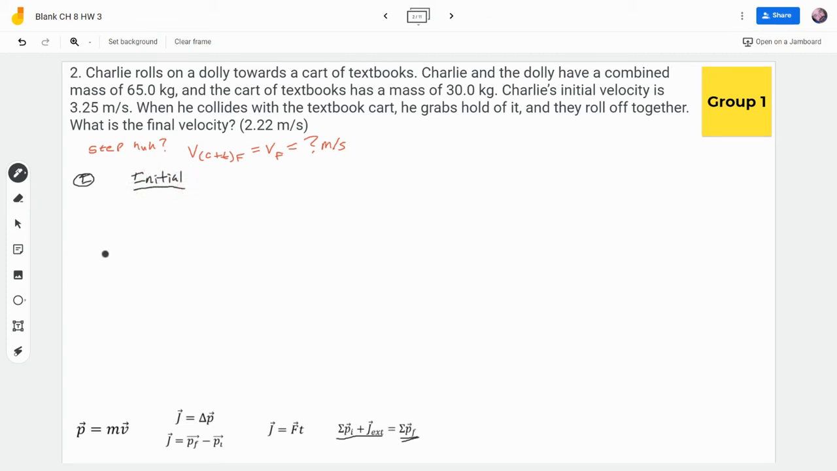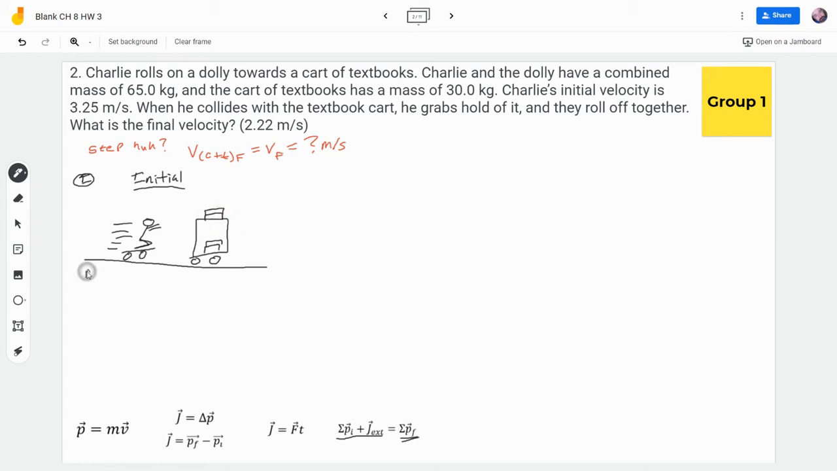Initial. Well, we've got the ground. We've got a dolly. Charlie is kneeling on the dolly. And he's moving to the right. So there are speed lines behind him. He's going to collide with a cart of textbooks, which is really kind of tilted and kooky looking, but you get the idea. So these are textbooks sitting on this cart.